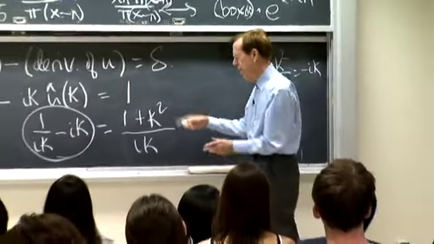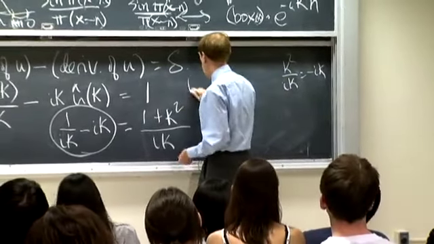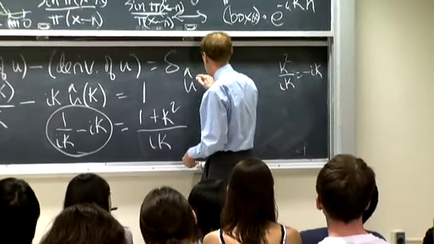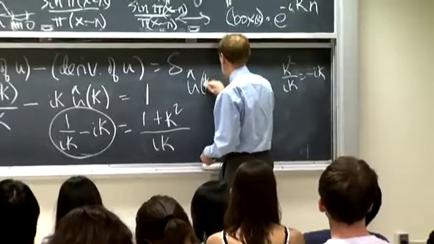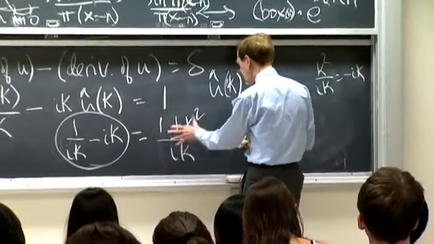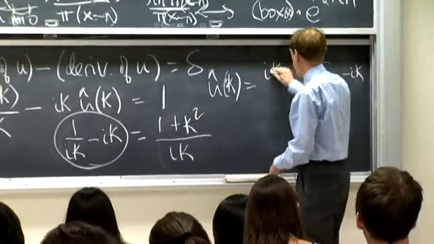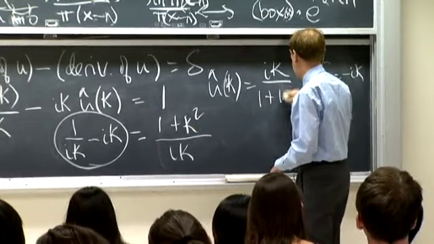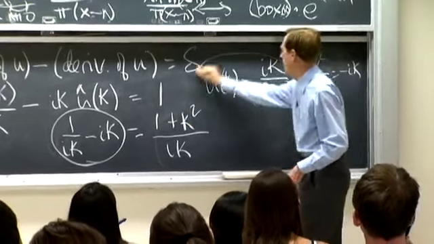So dividing by it gives me, because I'm dividing the 1, u hat of k is 1 over this. So it's the transfer function, 1 over 1 plus k squared. Okay.